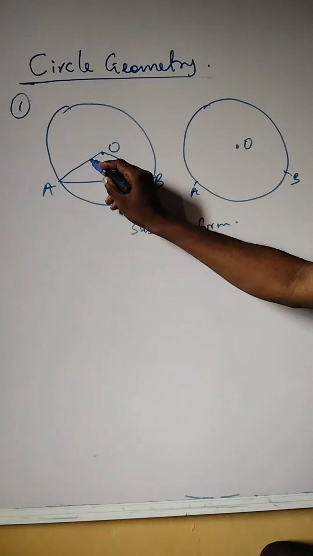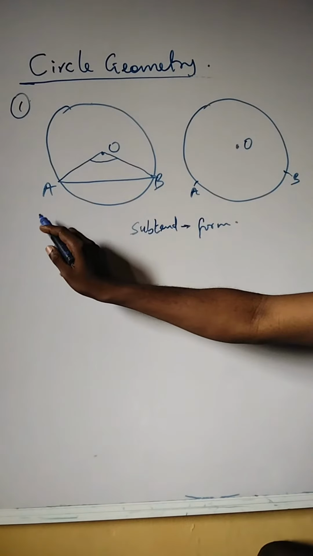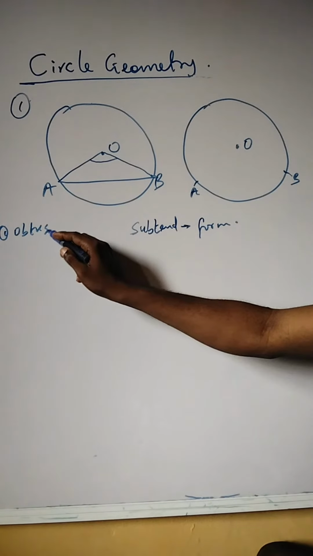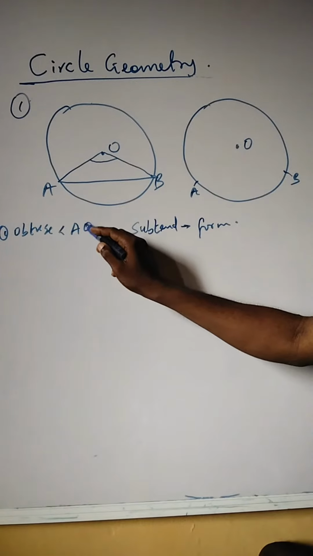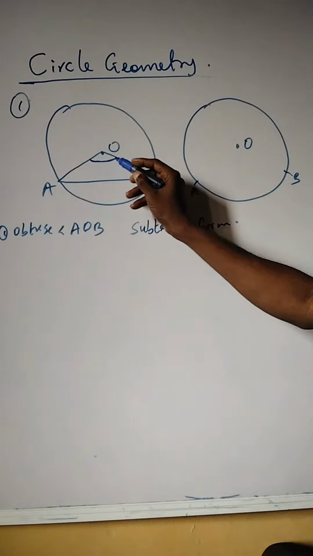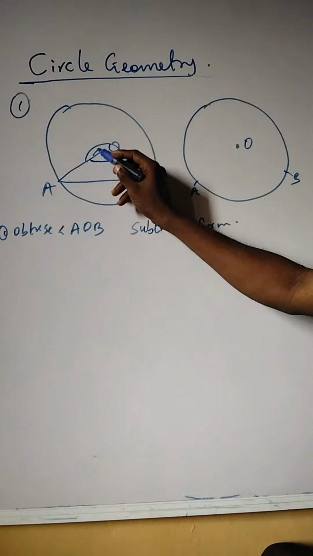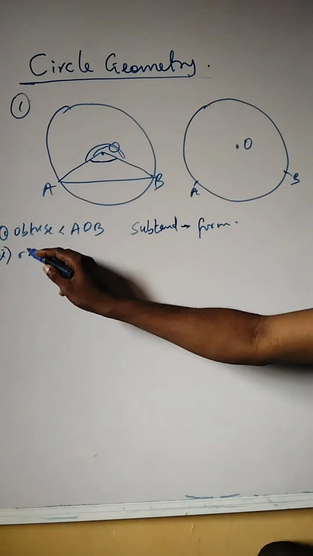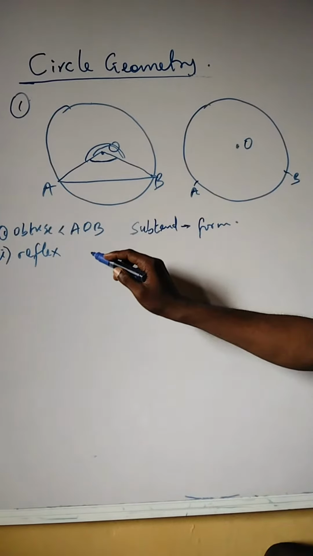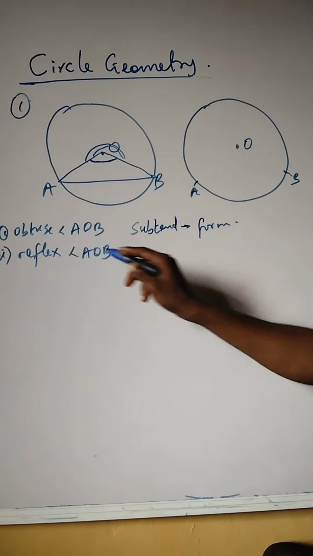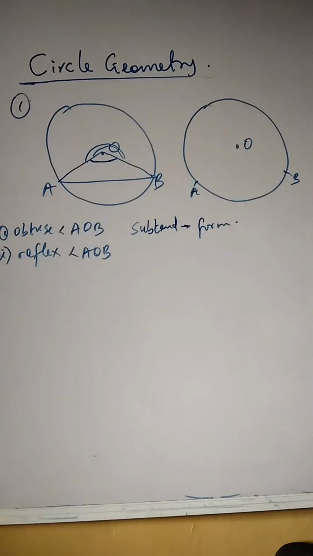So this angle inside, which is the interior angle, we can call the obtuse angle AOB. By obtuse angle, it means an angle that is less than 180 degrees but greater than 90 degrees. The other one, the opposite angle here, is the reflex angle, greater than 180 degrees. So that's reflex angle AOB. So a chord subtends two angles at the center.